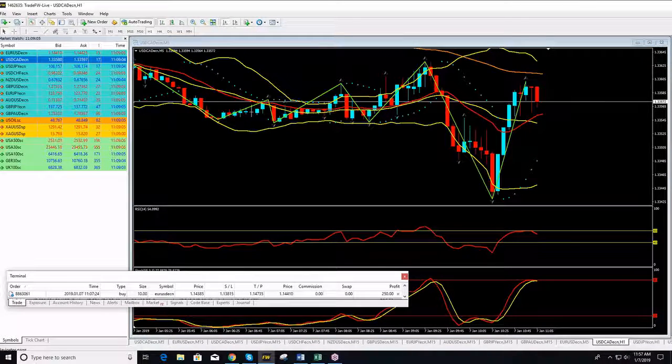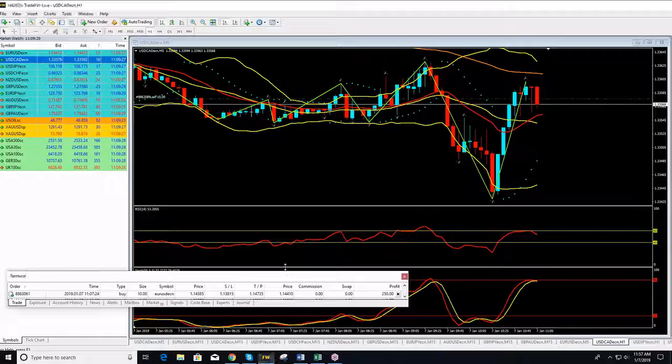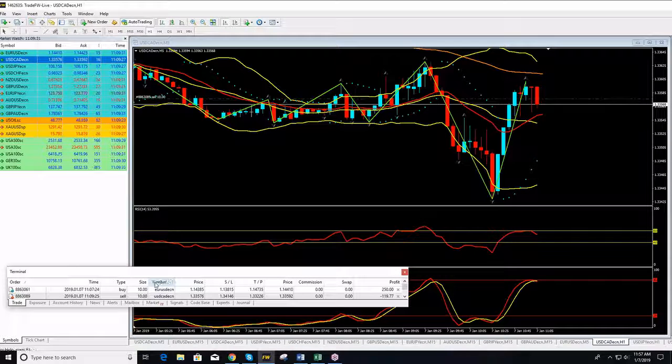So second trade for the day, there we go. Short dollar CAD, 131. Let me see, 10 lots, short dollar CAD, guys. We have just shorted dollar CAD. There we go. We shorted dollar CAD, 10 lots. The second trade for the day using the hedging system.